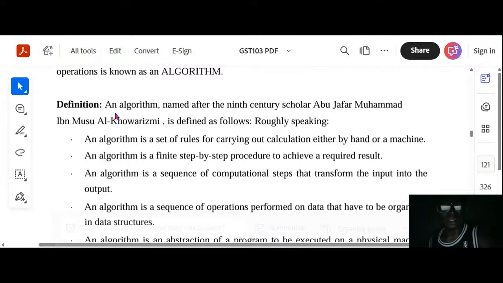Now, to define it, an algorithm, named after the 19th century scholar Abu Jafar Muhammad ibn Musa al-Khwarizmi, is defined as follows, roughly speaking.